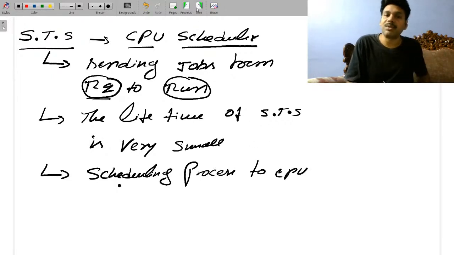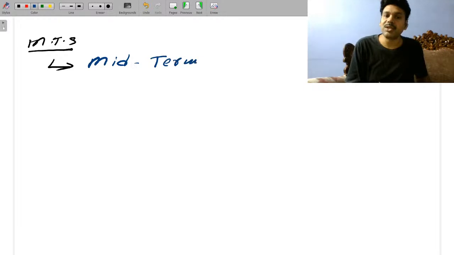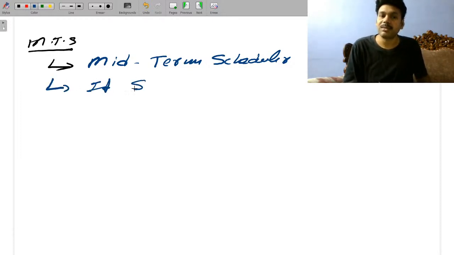Third task, what is that? Suspension only. Who is going to do that suspension? MTS. MTS is called the medium-term scheduler or mid-term scheduler. What is its responsibility? Its task is suspension and resuming.